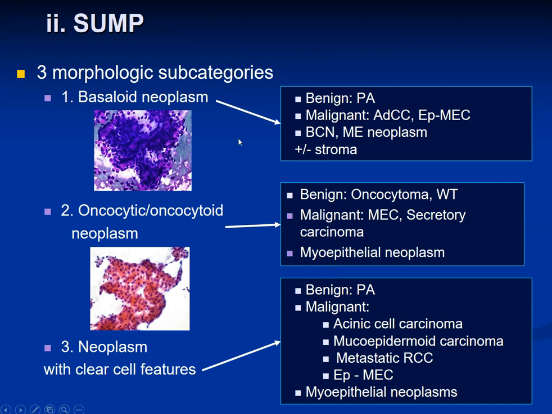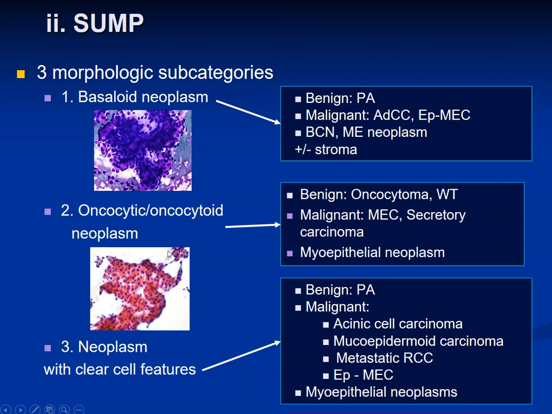There are three morphologic subcategories in this SUMP category. We have basaloid neoplasms, and examples of histologic outcomes would be pleomorphic adenoma or malignancy such as adenoid cystic carcinoma, epithelial myoepithelial carcinoma, and of course basal cell neoplasms, and also even some myoepithelial neoplasms. There may be a stromal component, and if there is, look very carefully at this because this is extremely helpful. And again, I will talk about this later.